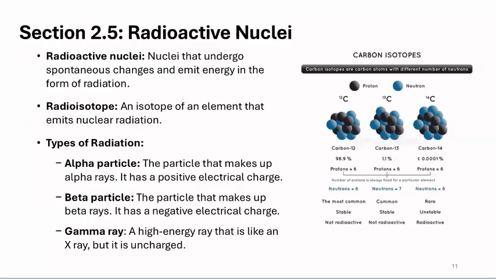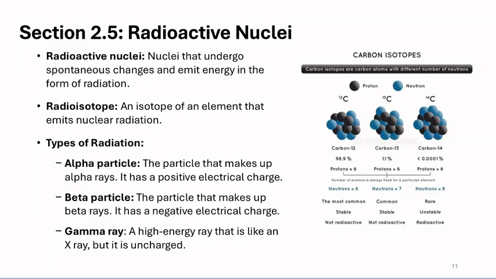In this video, we're going to learn about radiation. Radiation is the emission or transmission of energy in the form of waves or particles. It is known that a number of isotopes from certain atoms actually emit radiation. Let's look at the example that we have on the right side of the slide.